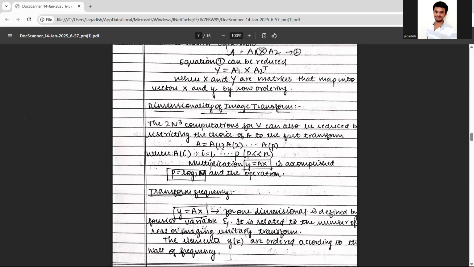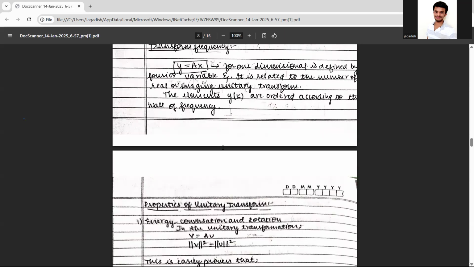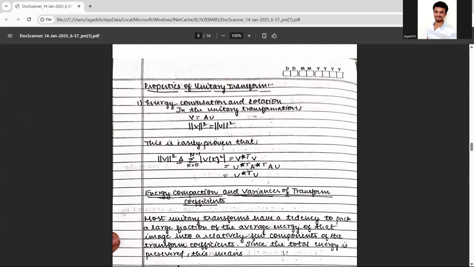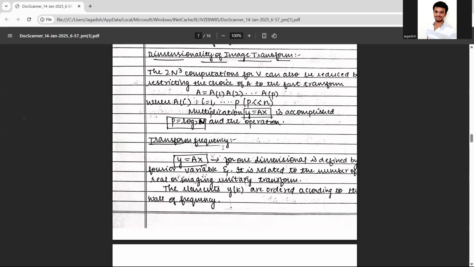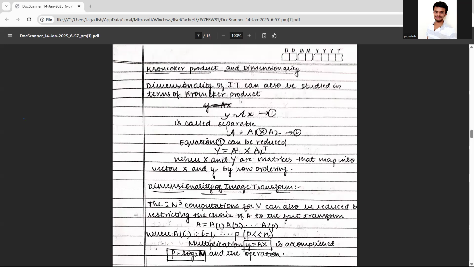This Kronecker property is not so important, but learn the definition. What is a Kronecker product? It's y is equal to ax, and it's separable when a1 is cross producted with a2. Equation 1 can be reduced as a1 into a2 transpose. So this is how the Kronecker product will be there.